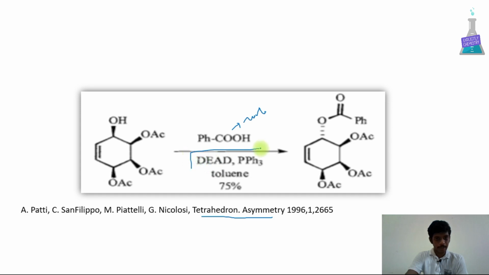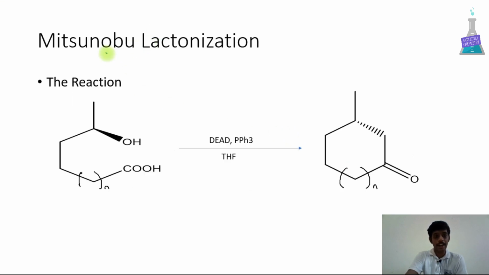If you see DEAD and PPh3, this is the Mitsunobu reaction. This OH which is in wedge is converted into dash, and this is the nucleophile. O double bond O Ph is added in the trans geometry. If it is in the wedge, it will be in dash, so it's the Mitsunobu reaction. Mitsunobu lactonization. This is the reaction.